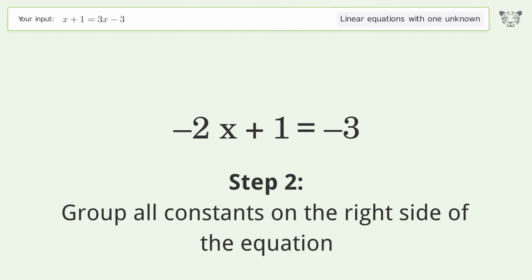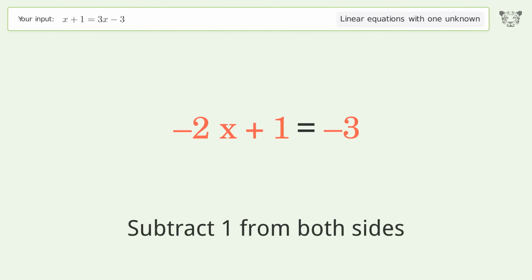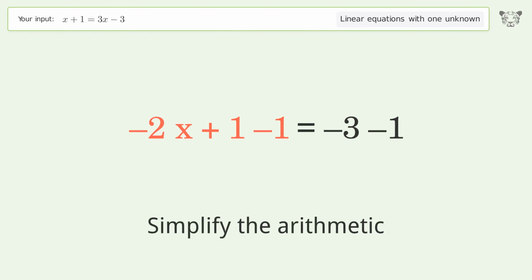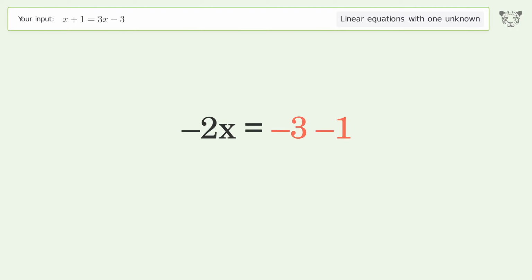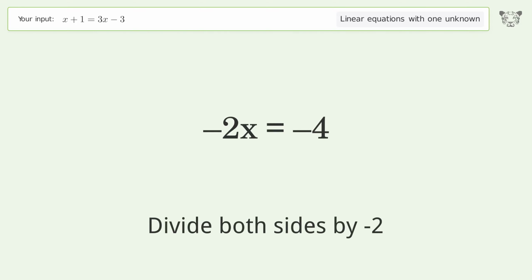Group all constants on the right side of the equation. Subtract 1 from both sides. Simplify the arithmetic. Isolate the x. Divide both sides by -2.